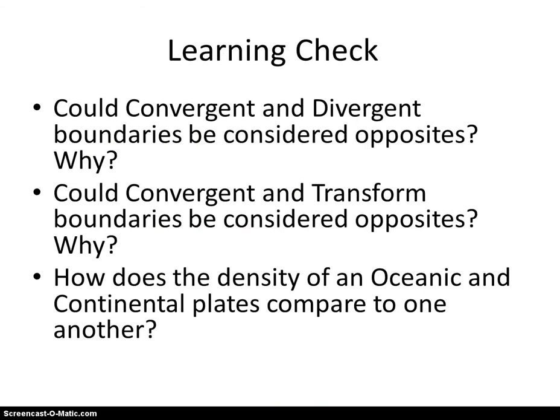So here's your learning check. You're going to complete 3 learning checks whenever you turn in these notes. The one for continental drift, the one for plate tectonics, and then the one for plate boundaries. So this one says, could convergent and divergent boundaries be considered opposites? Why? Could convergent and transform boundaries be considered opposites? Why? And then how does the density of an oceanic and continental plate compare to one another?